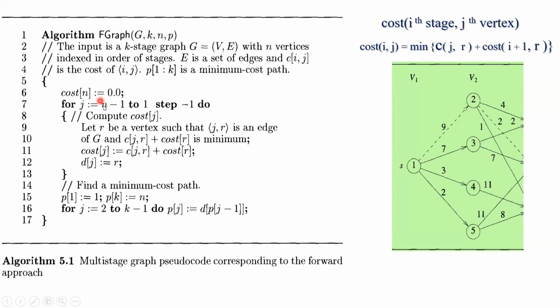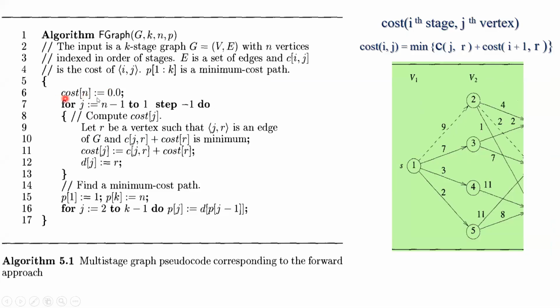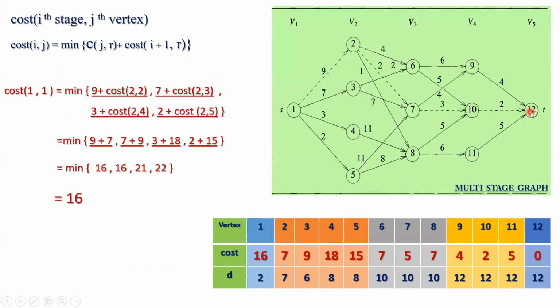Fine, then cost of n. If there are 12 vertices, n equals 12. You can see in the beginning itself, the cost of the last, nth vertex is made 0. That has been depicted in the algorithm: cost of n equals 0. Then for j equals n minus 1, we started from the last: 11, 10, 9. We came from the back, not from 1, 2, 3 like that.